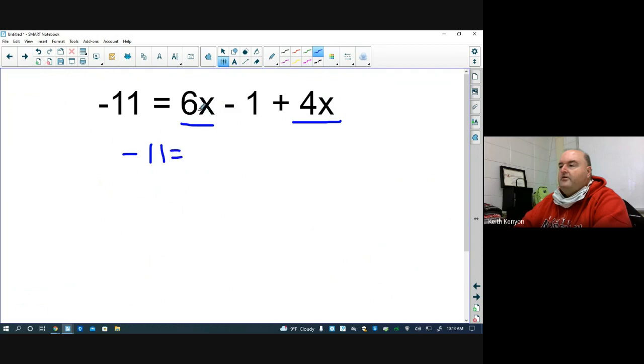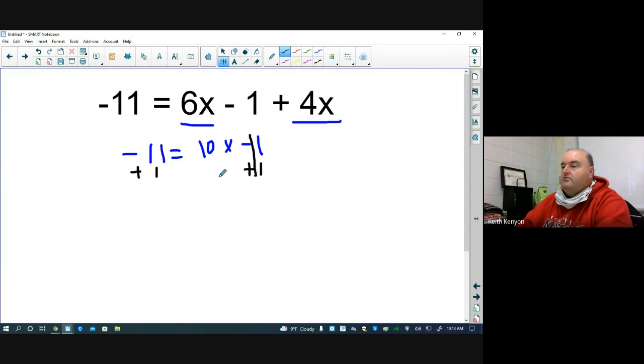So 6x plus 4x will be 10x, and then minus 1. Okay, so this negative 1 just comes down with this, and then I just combine my two x's together. Again, my goal is to have the x's on one side and the numbers on the other side. So I have a negative 1 by my 10x. So I'm going to add the 1 first.